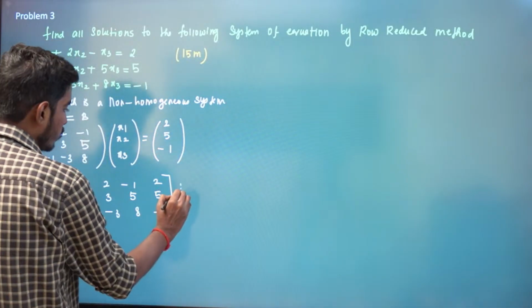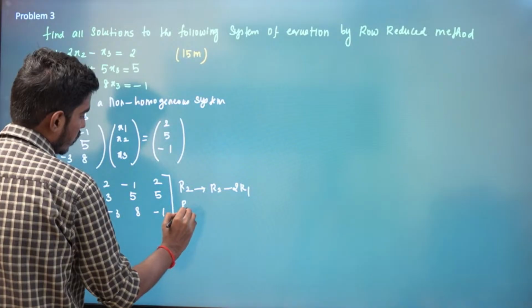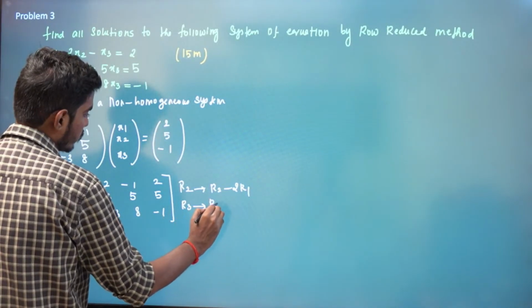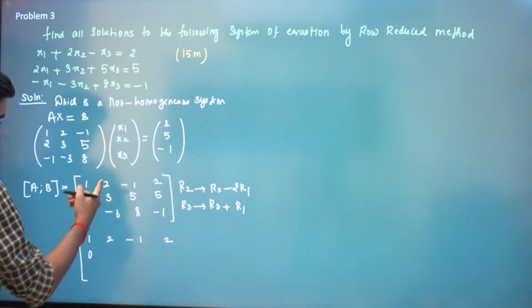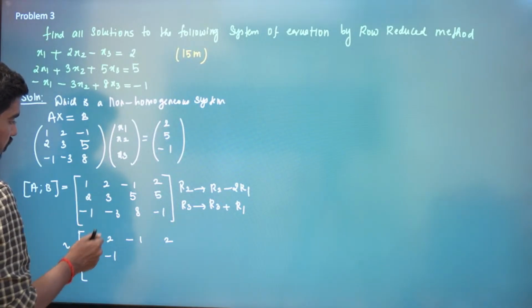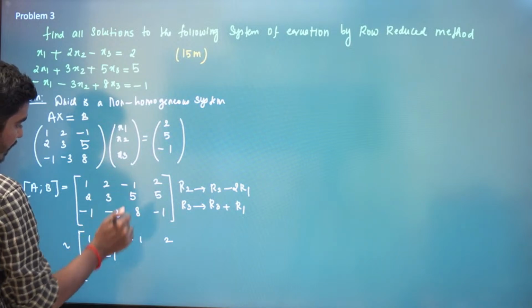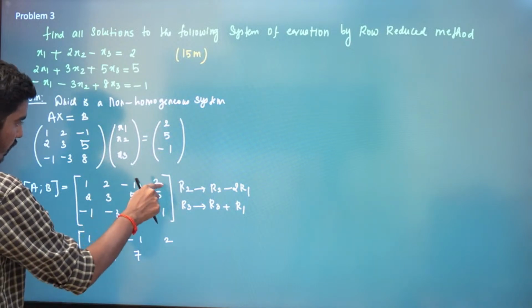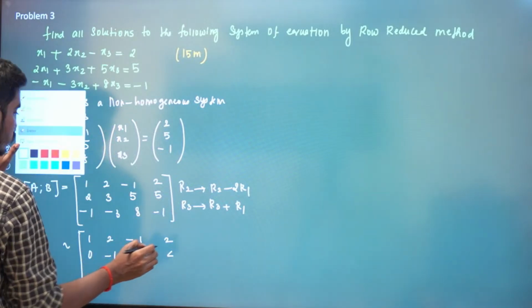So R2 is transformed to R2 minus 2 times R1, and R3 is transformed to R3 plus R1. So this becomes 1, 2, minus 1, 2. You multiply by 2 and then you subtract. So 3 minus 4 is minus 1. So 5 plus 2 is 7. So 5 minus 4 is 1.